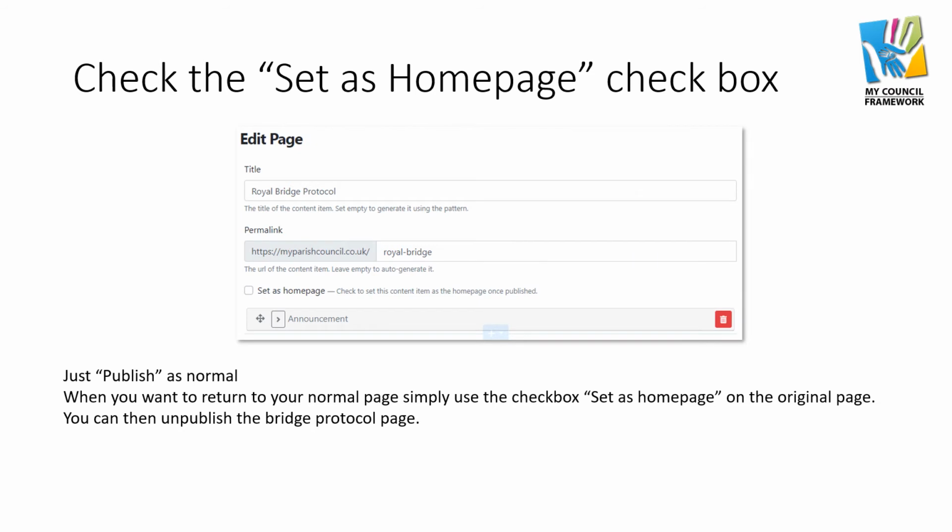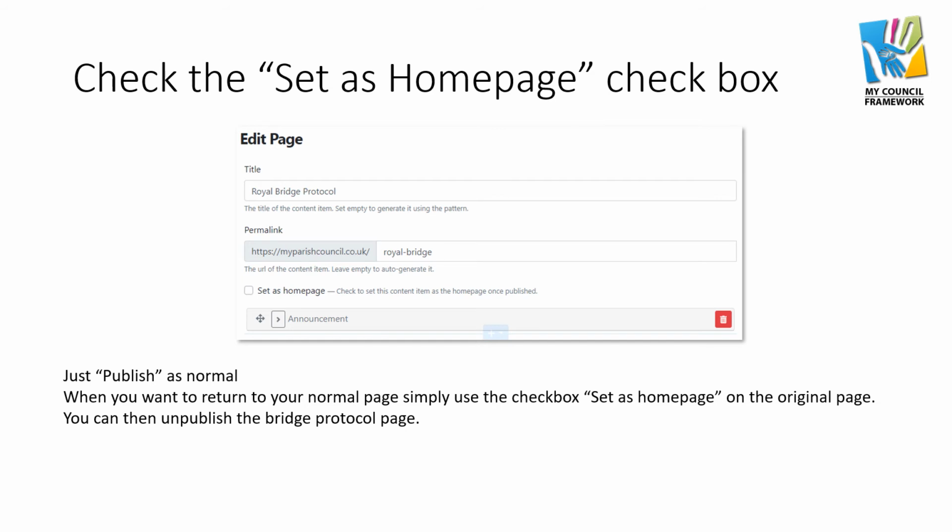Last thing we're going to do is to set the page that we've just created as our home page, and we just use the checkbox that's shown on the screen to do that. Once we've checked that box, press publish, and it takes over as the home page of the site.